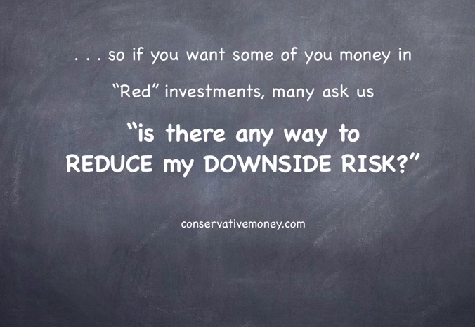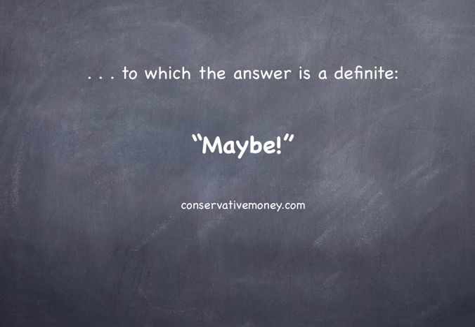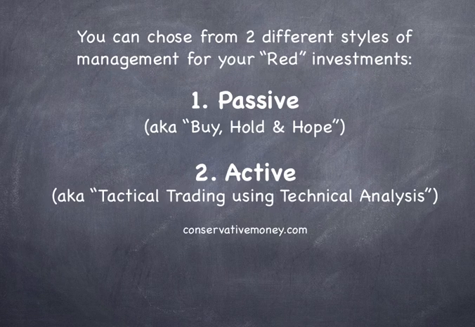money. So if you want some of your money in red investments, many ask us, hey, is there any way to reduce my downside risk in my red investments? To which the answer is a definite maybe. You can choose from 2 different styles of management for your red investments. One being passive, also known as buy, hold, and hope. The other is active, which is also known as tactical trading using technical analysis.